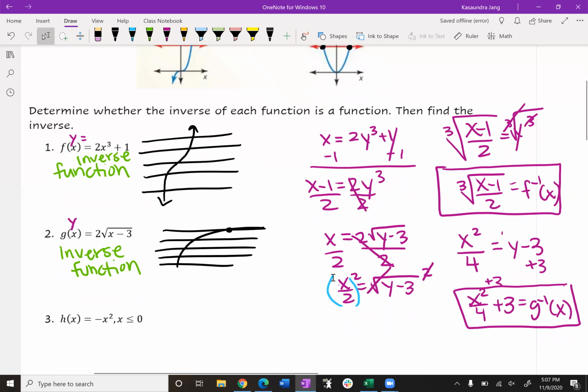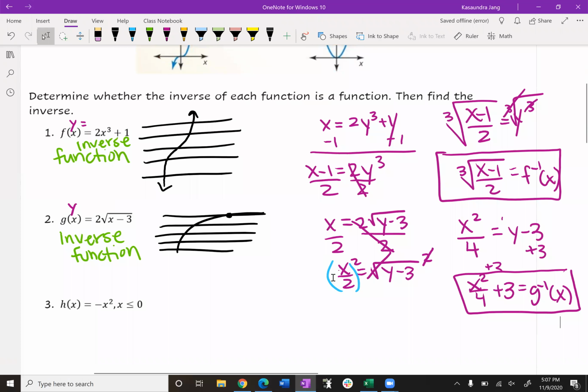All right, so if you guys are ready for this, go ahead and pause, try out number 3, and then you can turn it back on and see if we got the same thing.